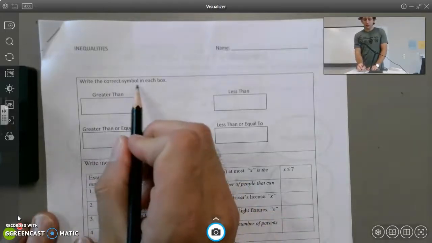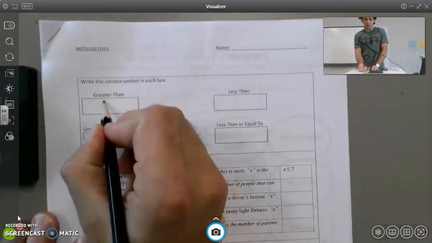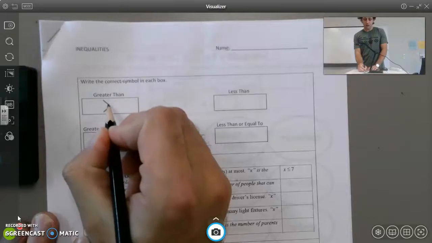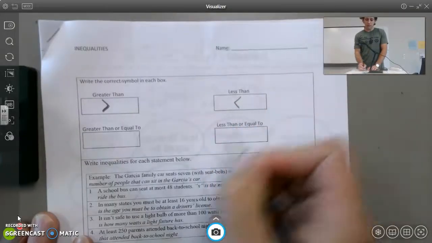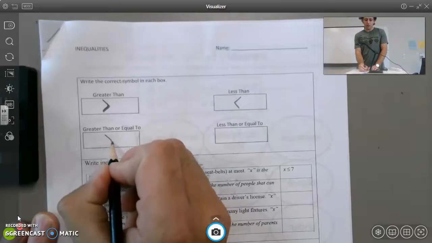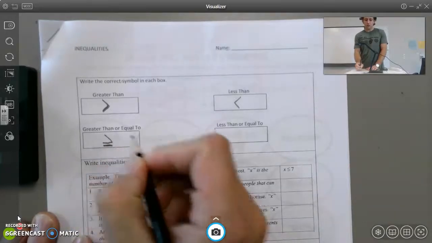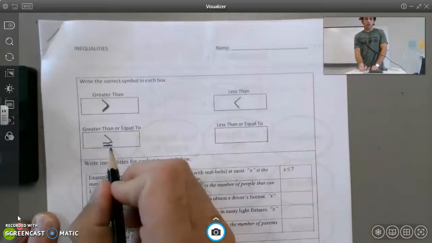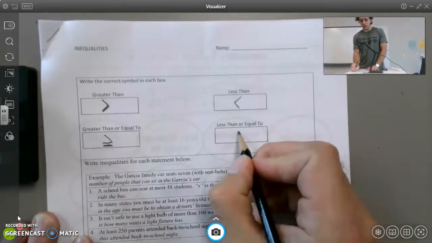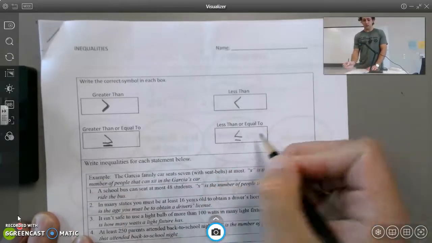Write the correct symbol in the inequality box. Greater than is an arrow kind of to the right. Less than would be to the left. Greater than or equal to: if it is greater than or equal to, we put the line underneath it. That means it could include that value or be more than that value. Less than or equal to looks like this.